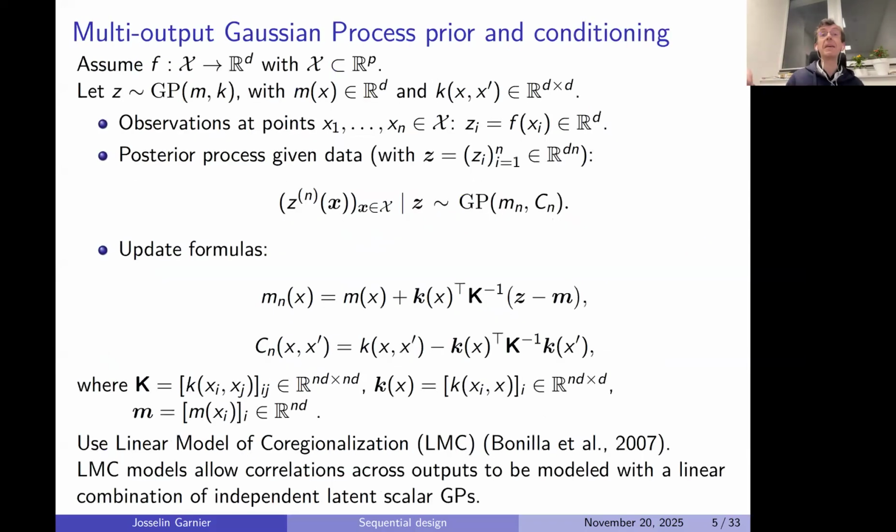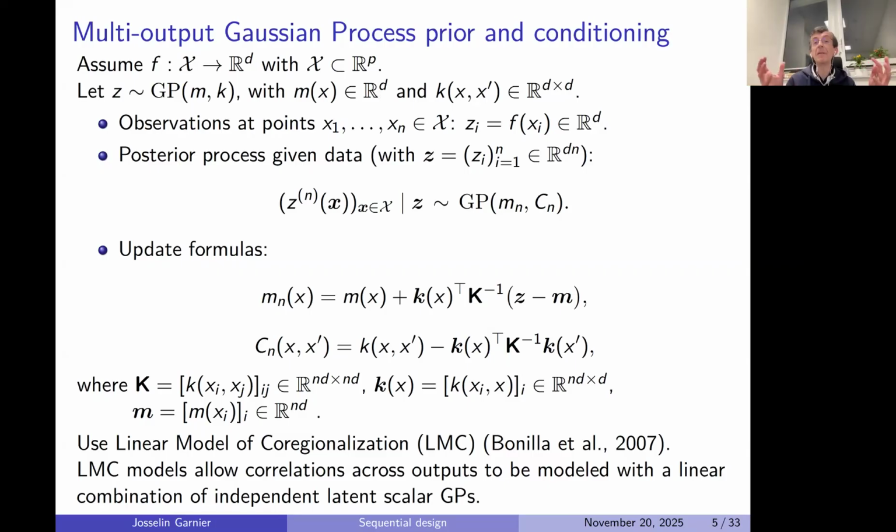You can extend this approach to a vector valued function. Now the function f takes values in R^d instead of R. And in that case, you can, in fact, reproduce exactly the same arguments, except that now your Gaussian process is characterized by a mean function that is vector valued and a covariance function that is now matrix valued, with values in R^(d times d).